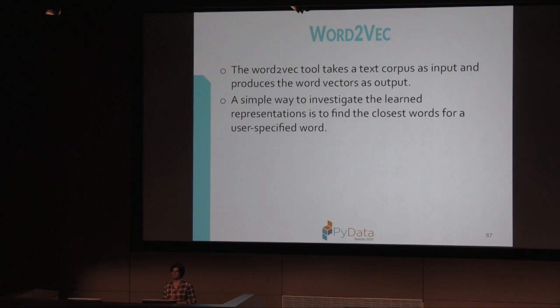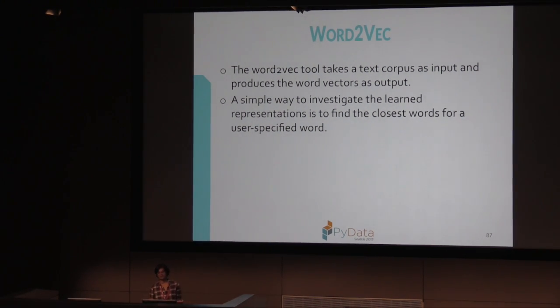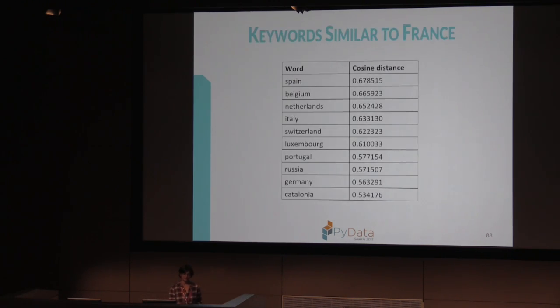And there's always that evaluation question. How do you evaluate whether your model is right? Usually, one of the simplest ways is eyeballing the data. So what are the closest words given a given word? If you enter France and you get Spain and Belgium and Netherlands and Italy, it's probably doing the right thing. It's learning what it's supposed to learn.